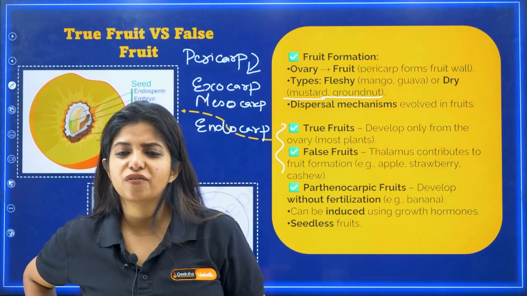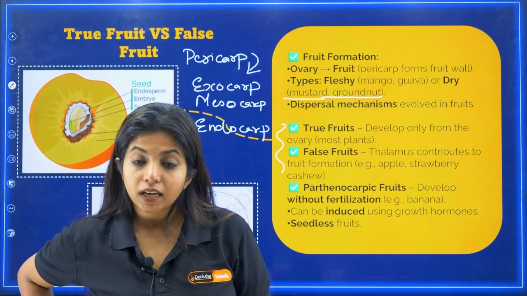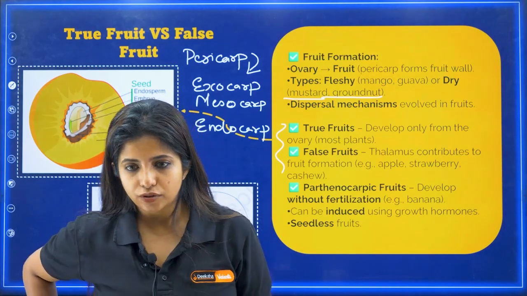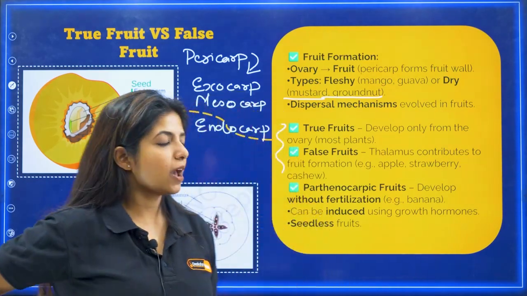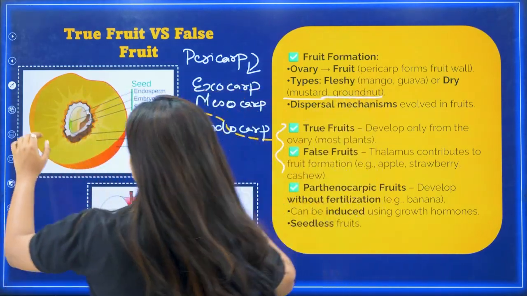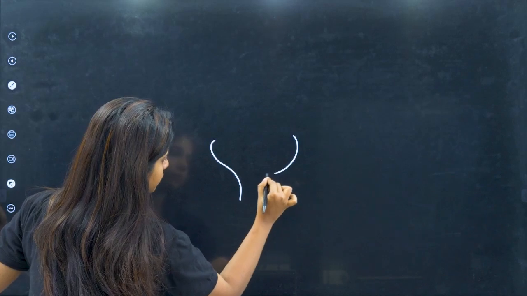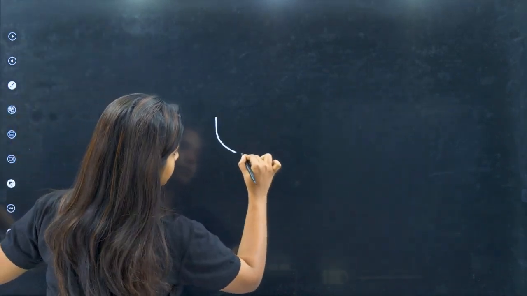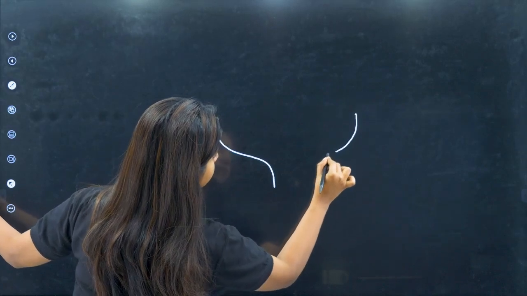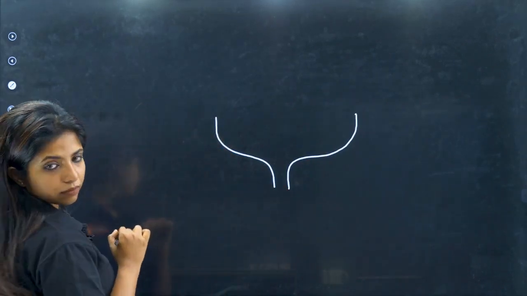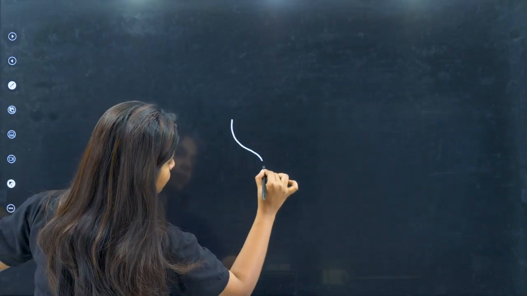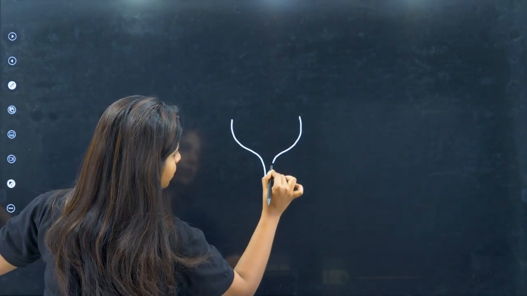Ma'am, can you give an example of false fruit? Yes, I can. If you talk about apple, my dear children, what happens is that you might have seen a structure like this. Again, I have to draw something which is not there. Even Picasso failed in front of me at times. So over here, that's too big. I'm so sorry. But I want you to have an understanding, that's why I am drawing.